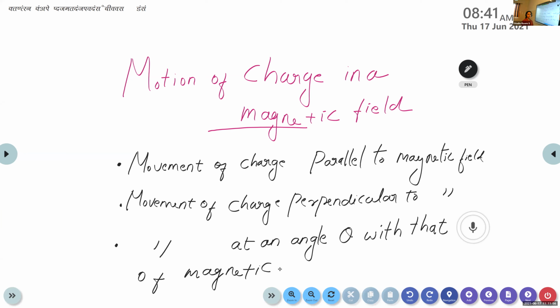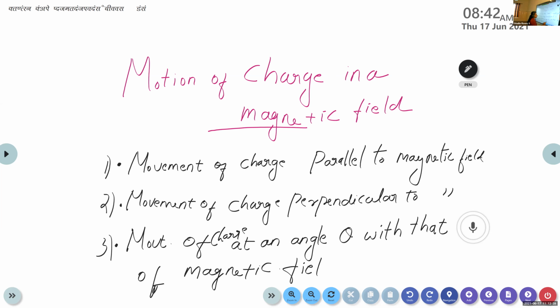To discuss the motion of charge in a magnetic field, under this we want to discuss 3 subtopics: movement of charge parallel to magnetic field, movement of charge perpendicular to magnetic field, and movement of charge at an angle theta with that of the magnetic field. Okay, we can discuss it one by one. First, we want to discuss movement of charged particle that is parallel to magnetic field.